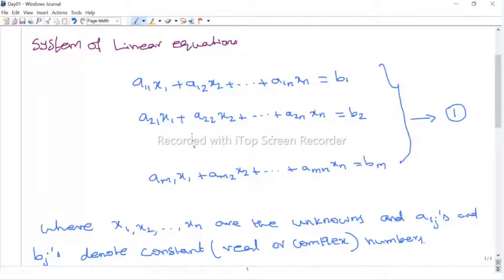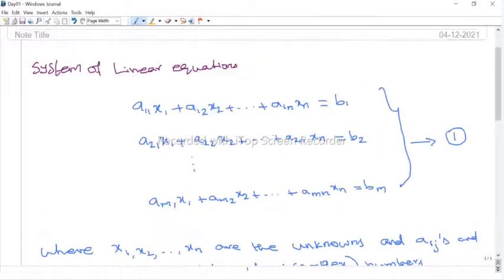Why do we call it a linear equation? Because all the powers of the unknowns are 1. Look, all the powers are 1. Therefore, we call this a linear equation. That's why we call it linear.